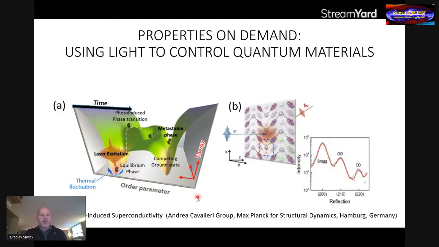So, if you want a picture to understand what that means or how that works, here's such a picture. Here we have a potential energy, a free energy diagram for some complex material, and at equilibrium, the phase that you see in the material is generally the minimum on this free energy surface. Okay, and so there is some order that is critical to understanding the structure of that equilibrium phase, and this is what you see at equilibrium.